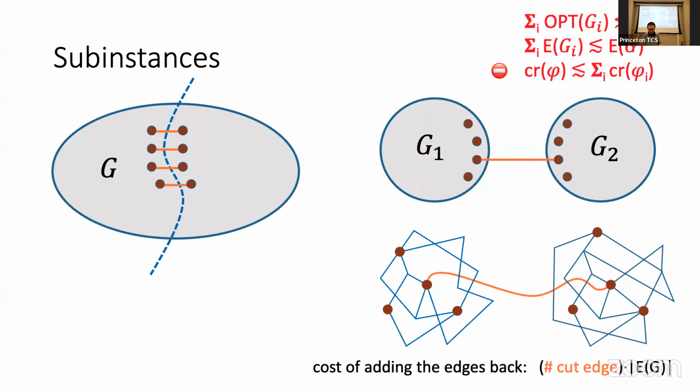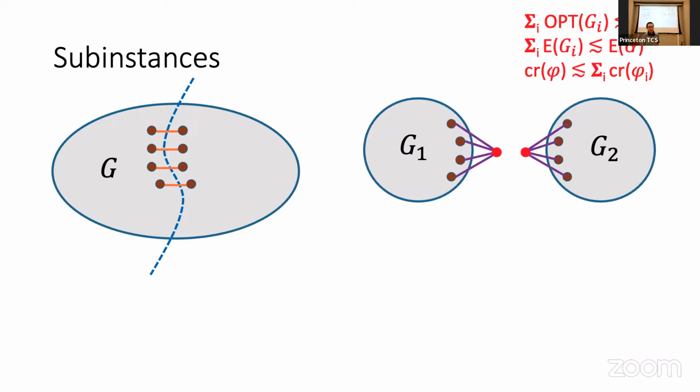We cannot afford that. So we want to make a slightly modified version of constructing subinstances. Instead of just taking G1 and G2, we place a new special vertex, denoted by a red circle, and connect it to all the endpoints of the cut edges in G1. And for G2 we do the same. Now these are the two subinstances we get. We recurse on them instead of just G1 and G2. This is new G1, new G2.